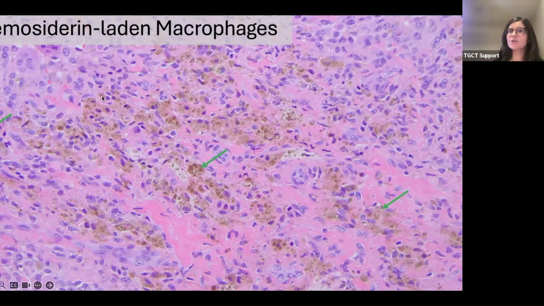And your macrophages, being the scavenger cells that they are, will go up and try to clear out the hemosiderin, and their cytoplasm will be filled with the hemosiderin. So in certain areas, you'll have more of the hemosiderin-laden macrophages.